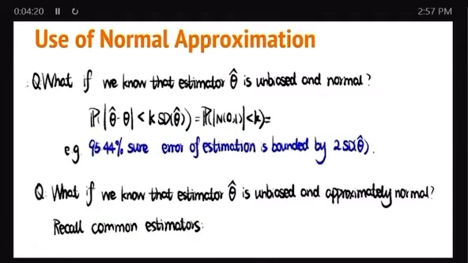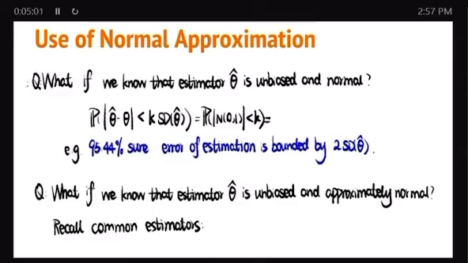But what about a situation where we have an estimator that is unbiased and normal? Do you know what we mean by unbiased and normal? It is like when you look at the distribution of theta hat and draw the histogram, it's normal. And it's also unbiased, meaning the expected value of theta hat equals theta. Now, in that situation, you don't need Chebyshev. What do you need? The empirical rule.